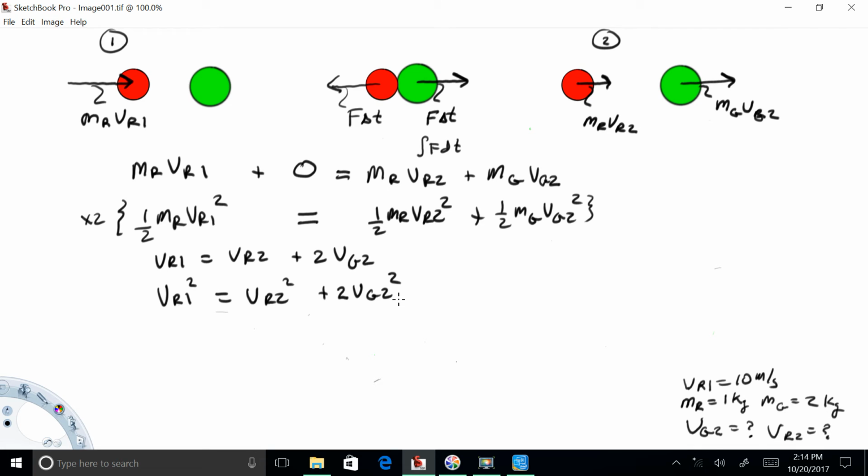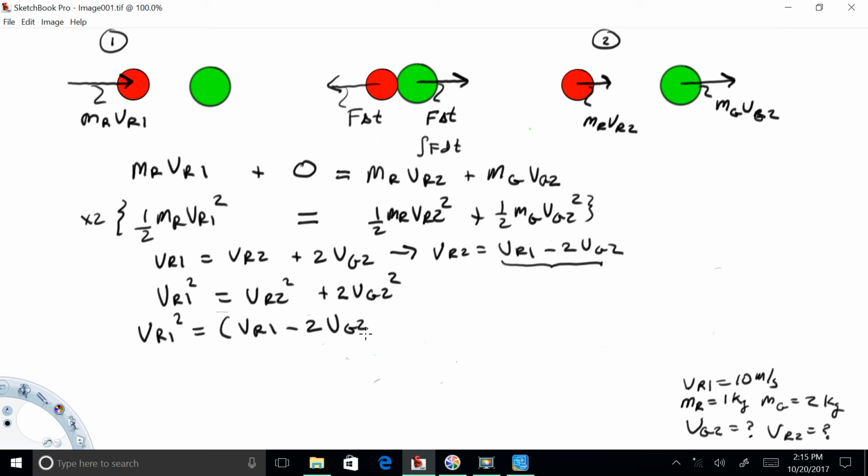Easiest way to solve these types of equations is just good old-fashioned substitution. If we solve this one for VR2, this is going to read VR2 equals VR1 minus twice VG2. And now anywhere we see a VR2, we can sub this quantity. So I'm going to go ahead and do that right there. New equation is going to read VR1 squared equals VR1 minus twice VG2, the quantity squared, plus twice VG2 squared.